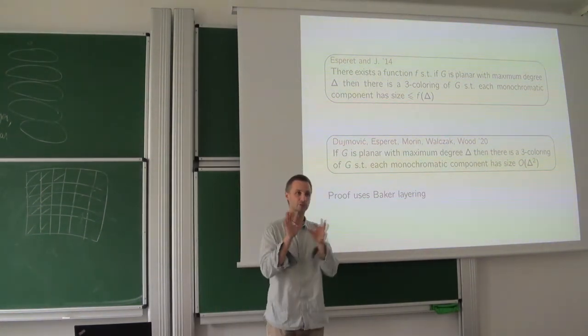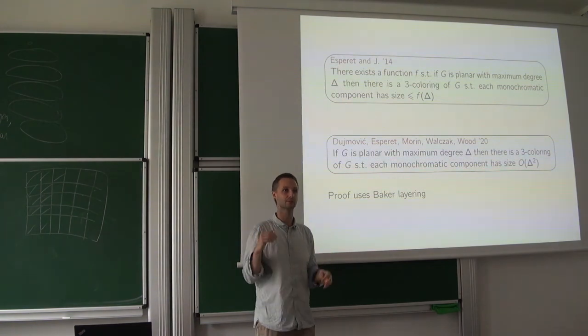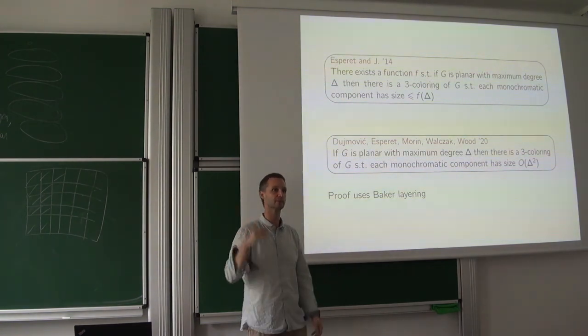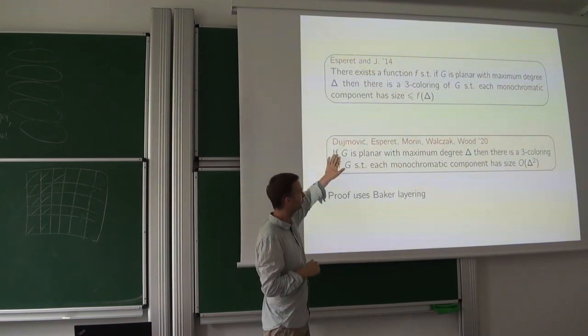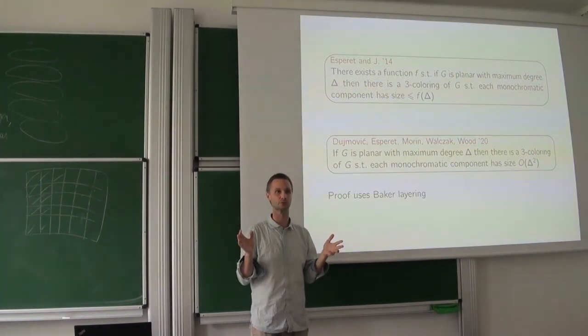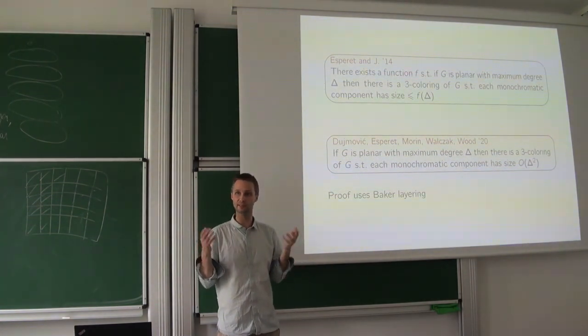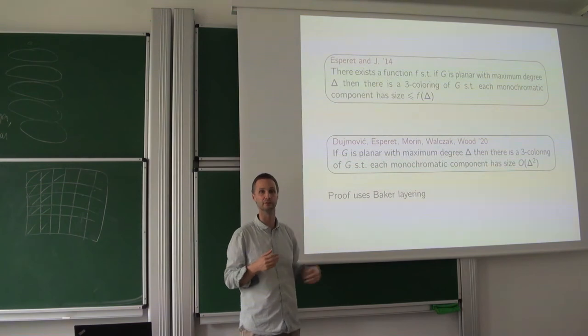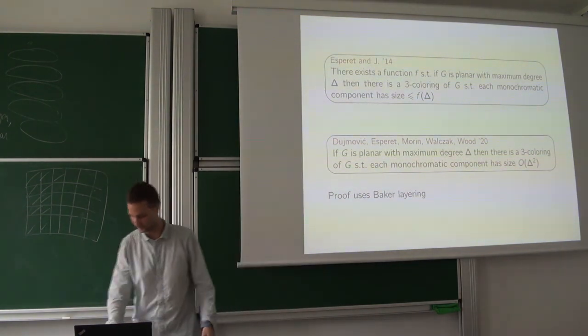And you know, it's close to being optimal. We don't know what the truth is. There are examples that achieve root delta. So the truth is between root delta and delta squared. And what they need to prove this, they don't need product structure. So it's not an application of product structure in the strict sense. They just need Baker layering. Okay? So it's really an application of Baker layering.